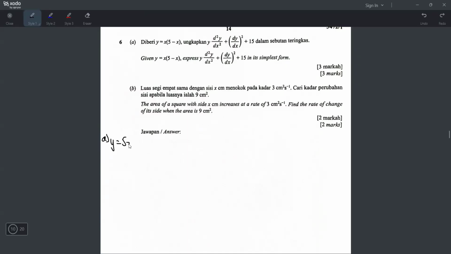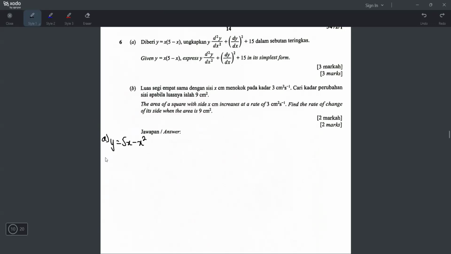5 times x is 5x. Negative x times x is negative x squared. And then now it says express this one plus 15 in simplest form. Okay, before we express this in simplest form, we need to find out dy dx and d2y over dx2 first, right? Kita kena dapatkan dy dx and d2y dx2 dulu. Then baru kita boleh masuk dalam ni, right?